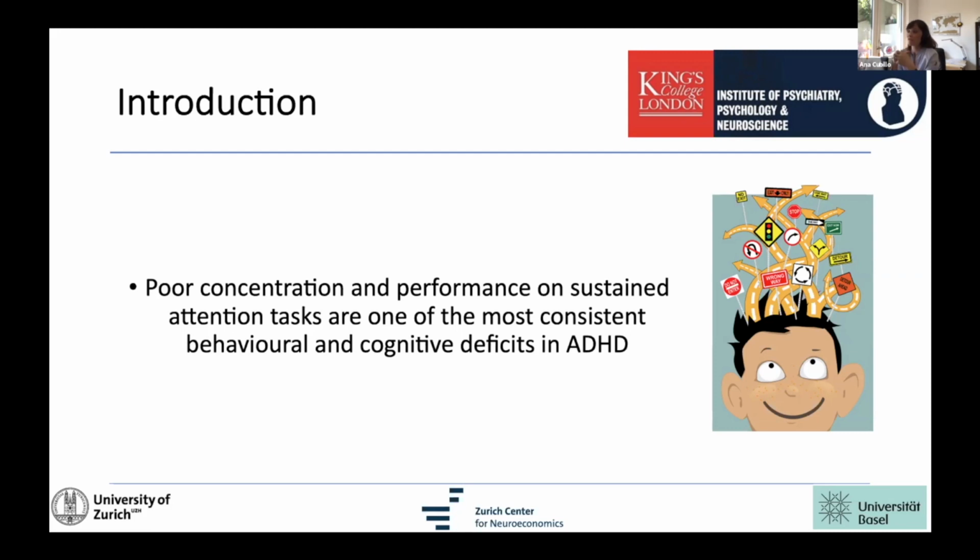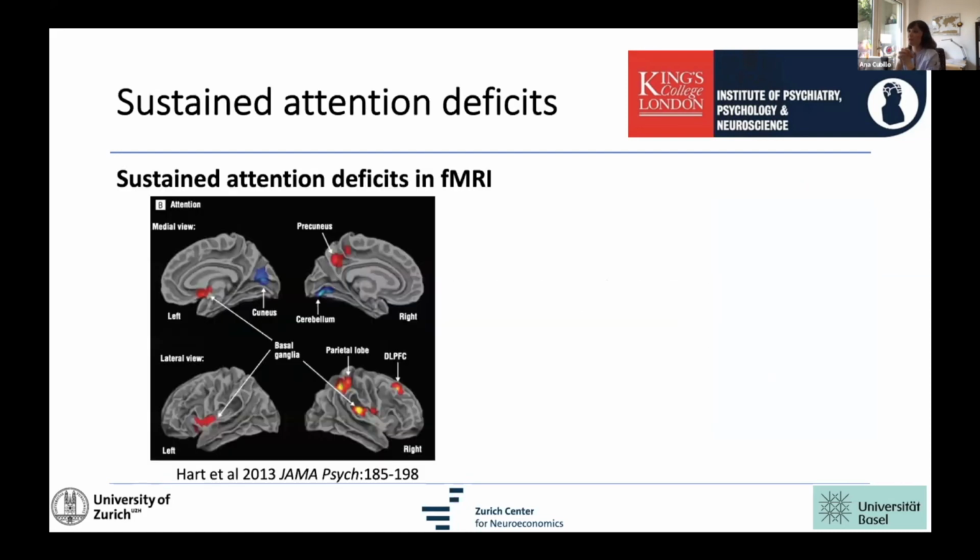And we can measure these difficulties in the lab, for example, by using sustained attention tasks. Indeed, poor concentration and performance on these tasks are one of the most consistent behavioral and cognitive deficits reported in patients with ADHD. Brain imaging studies have shown that during sustained attention tasks, patients have reduced activation compared to controls in regions typically described as components of the sustained attention networks, like the middle prefrontal cortex, the parietal lobe, or the basal ganglia.